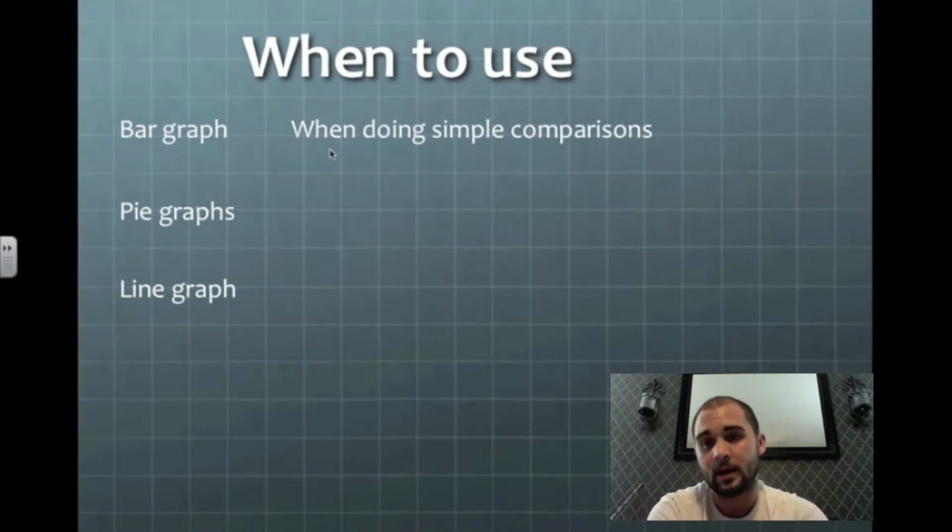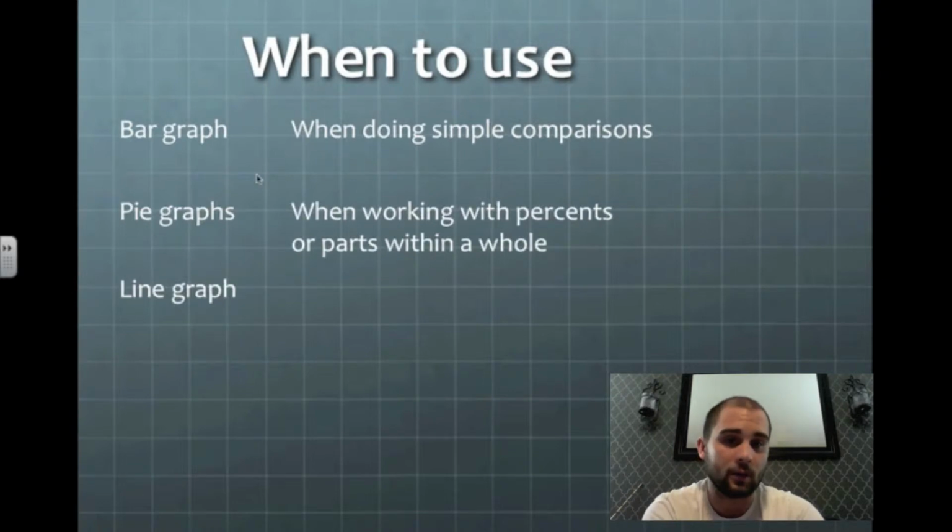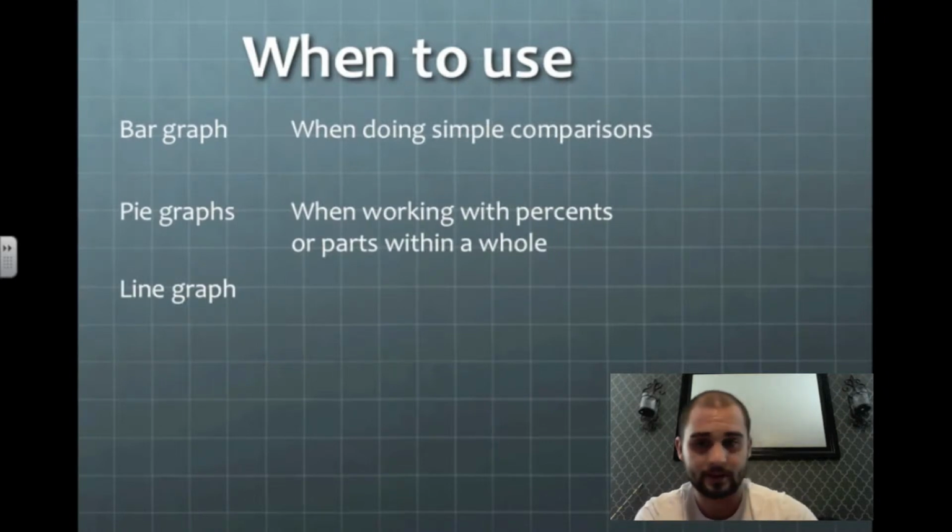Next one is a pie graph. When working with percents or parts within a whole. So a good example of this would be you took the class this time, instead of having vote on president, you polled them to see what pizzas they would like, and then you would have a percentage for which pizzas people liked in the class, and you could show that.